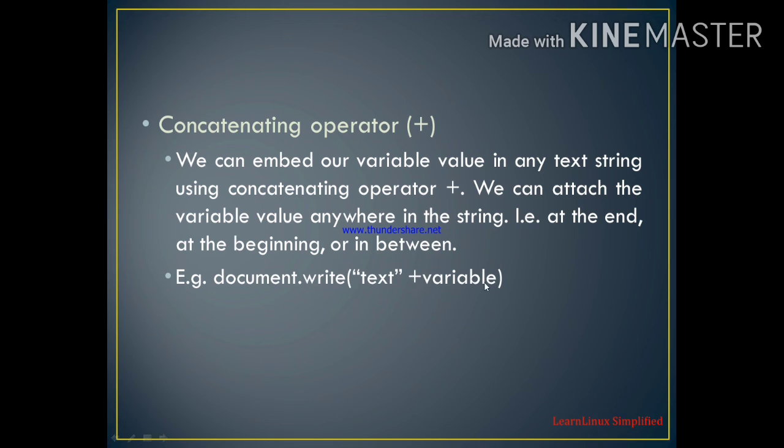Then what will happen? First the text content will be displayed, and along with the text, with proper space, the variable value will be attached. Or document.write, then the variable plus text. Here the variable value will be displayed first and the text content will be attached after it. Now it may happen that the variable value should be displayed between two text contents. So we can add a plus sign before the variable name and a plus sign after the variable name, and on both sides we can add the text.